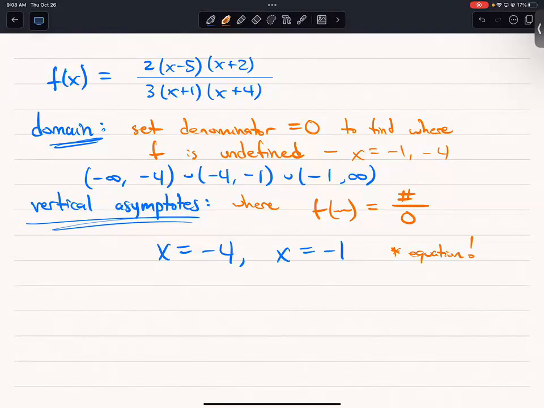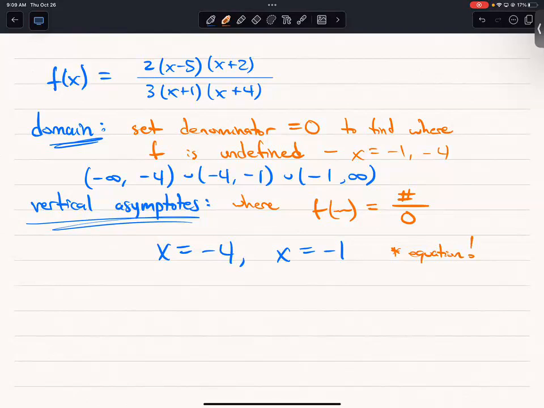If you just wrote the numbers down, I probably circled where it asked for an equation and wrote in x equals and took a point off or something. Asymptotes are lines, so we write them as equations of lines because these are vertical. They would be x equals and then wherever it happens.